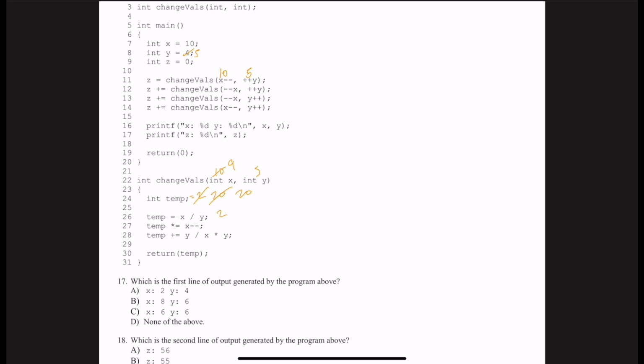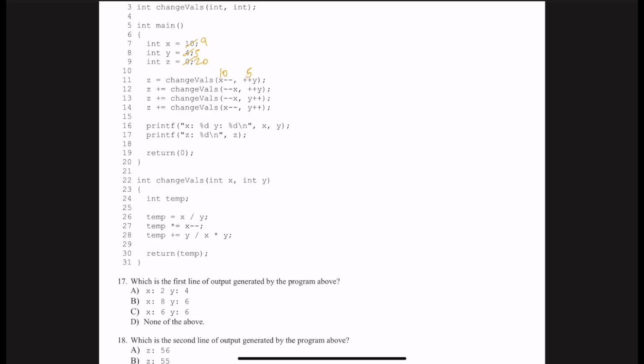So we're going to return 20. So now z is equal to 20. And then don't forget, as a side effect, on line 11, we have x minus minus. So now we need to decrease x. And then we continue this process 3 more times.